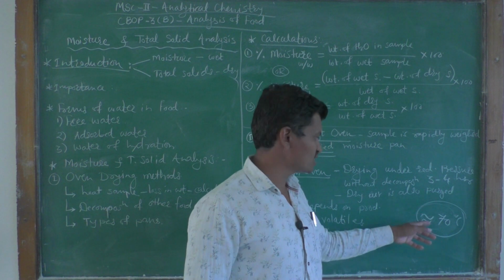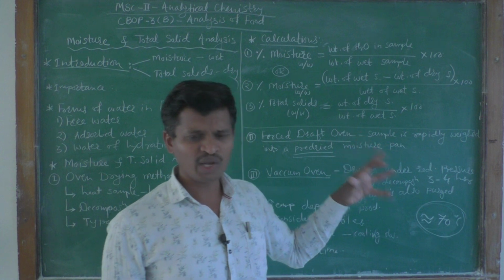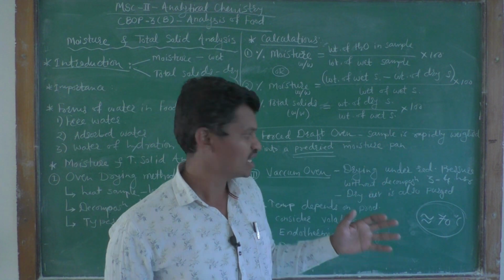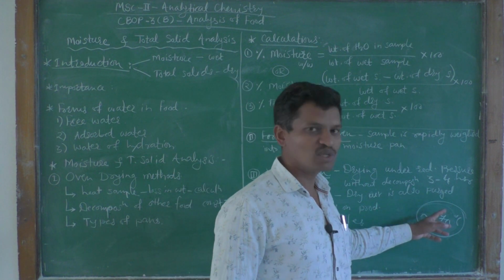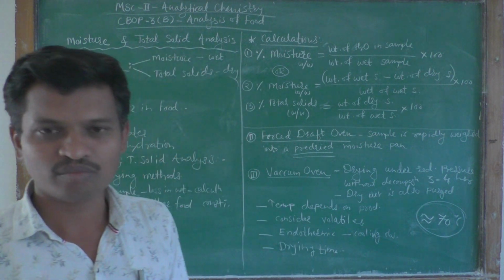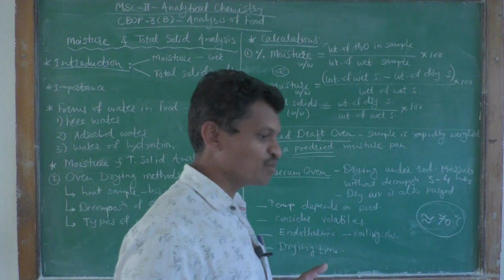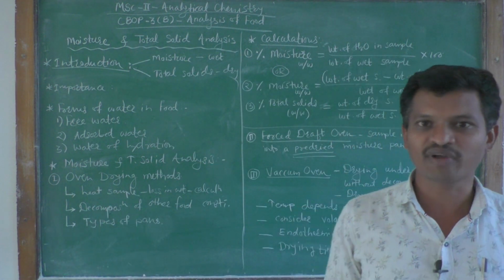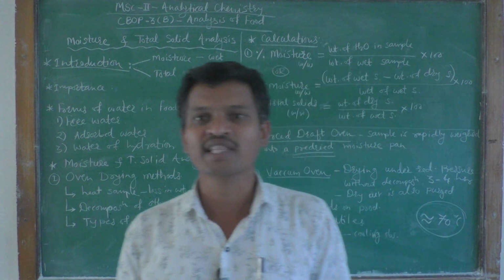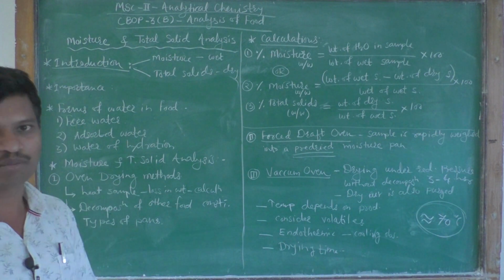What is the benefit of this? When we reduce the pressure, the boiling point of the water in the food sample also decreases, and that's why, due to this low temperature, the food constituents present in the sample remain as they are. There is no chance of decomposition of the food material. So all the food qualities and nutrients are preserved, with no decomposition, unlike what we see in oven drying methods.